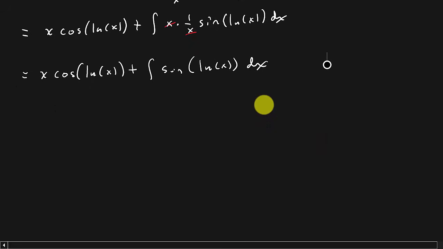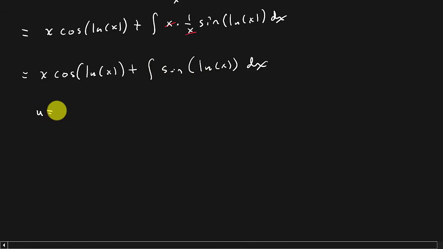All right. So it doesn't look like it really helped that much because we've got this sine natural log x that we've got to try to integrate. Well, for this, we're going to have to use integration by parts again. So let's work this part using integration by parts.